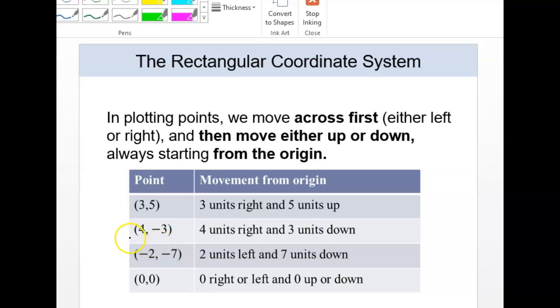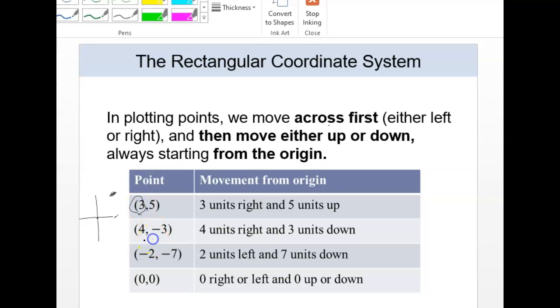Okay, so in plotting points, we move across first, either left or right. So in this one here, the 3 is first. That means I'm going to start at the origin. The origin is this point in the middle here, where the x and y axis cross. And I'm going to go 1, 2, 3 to the right. And then I see the next value after the comma is a 5. That tells me how far up or down to go. So I go 3 to the right and I go up 5. And I would plot the point there. That would be the point 3, 5.